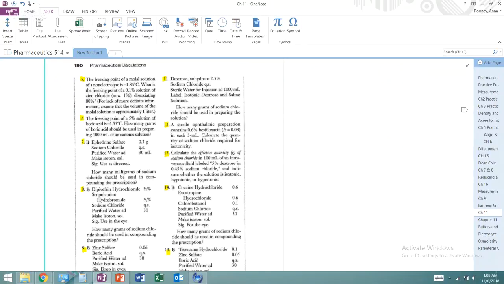Okay, so how many grams of sodium chloride should be used in preparing the solution?